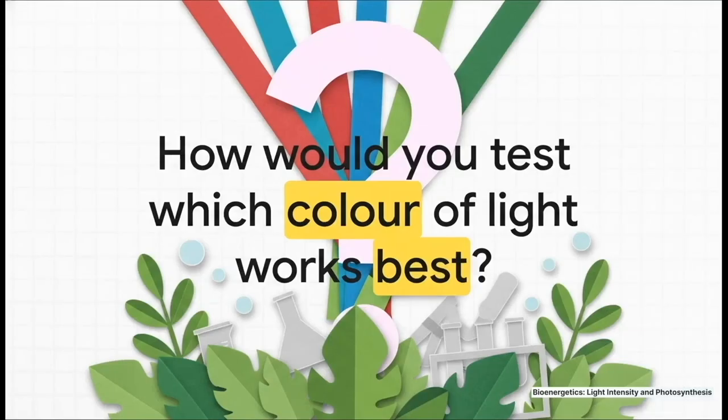And to finish off, here's a little challenge for you. We've mastered light intensity, but what about light quality? How would you adapt this whole experiment to figure out which color of light plants love the most for photosynthesis? Have a think about what you'd change and what you'd have to keep the same. That's how you really start to think like a scientist.